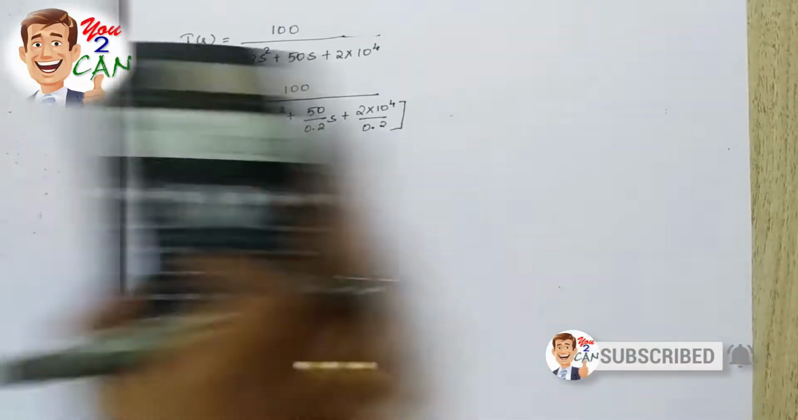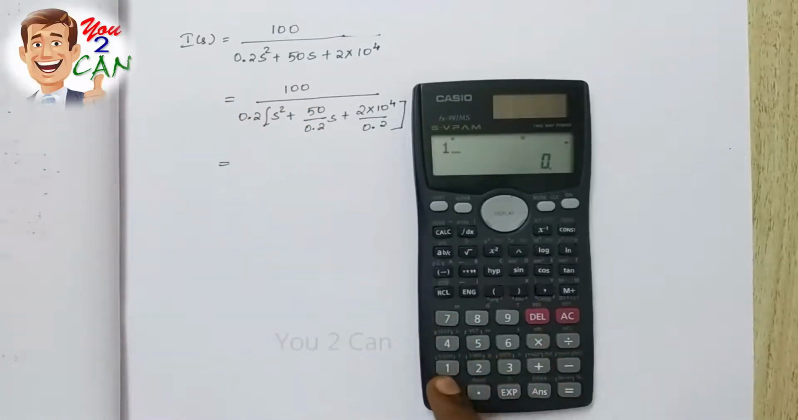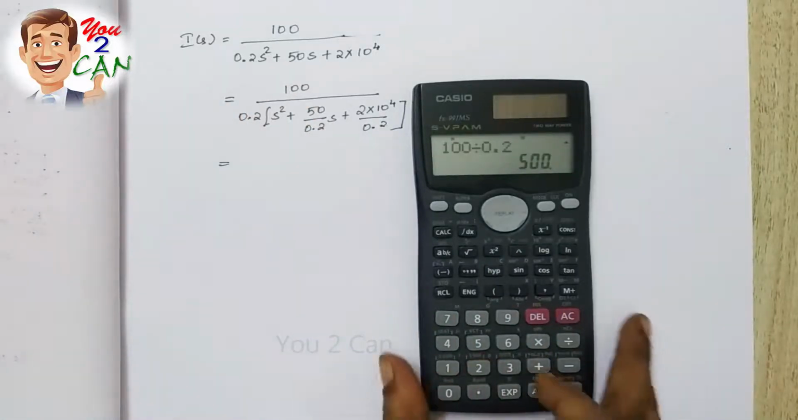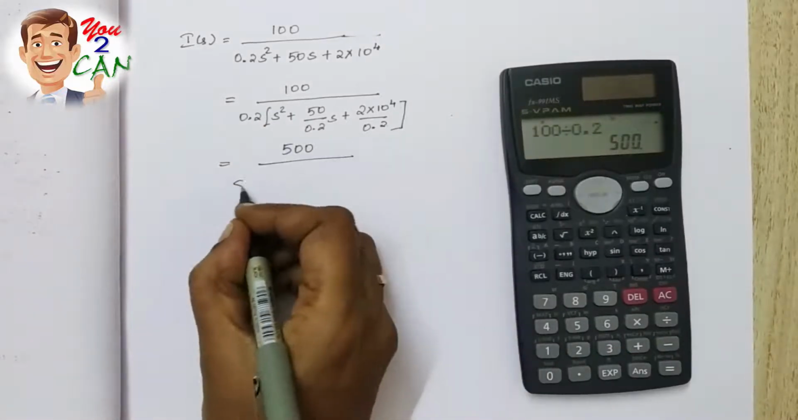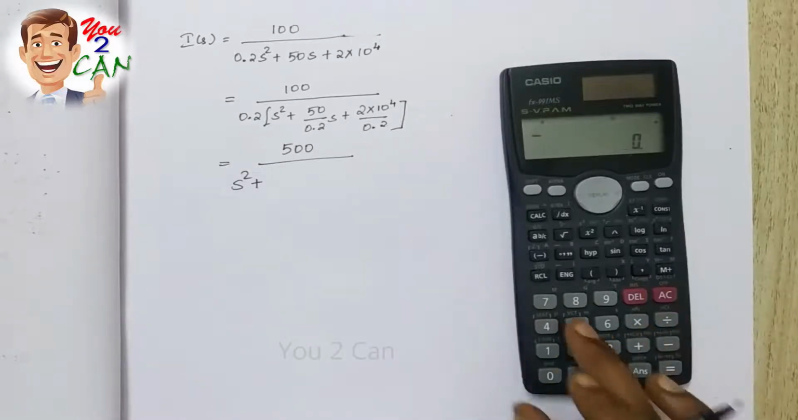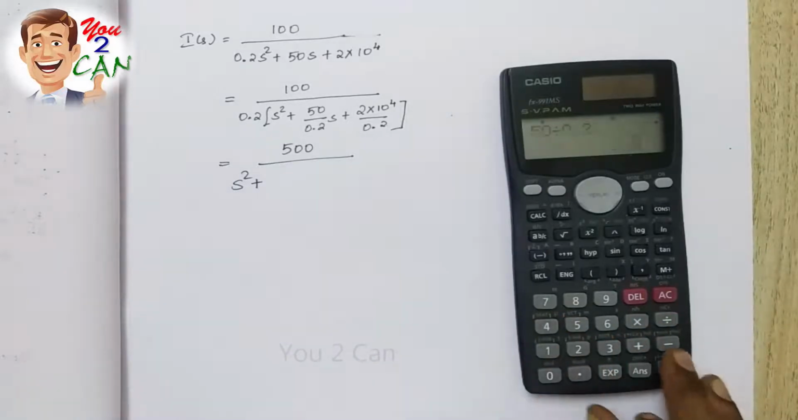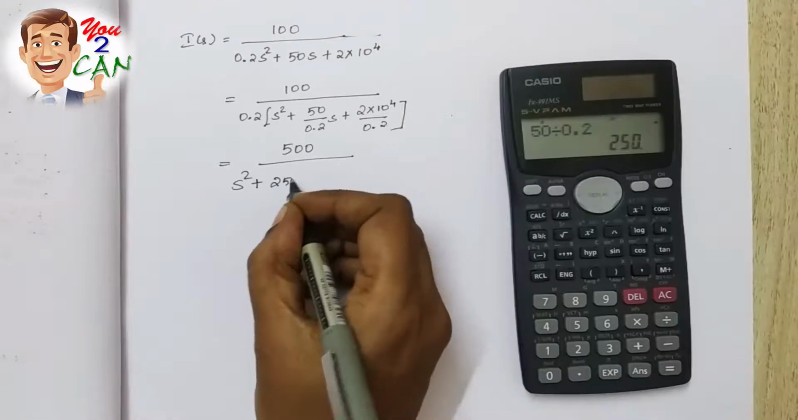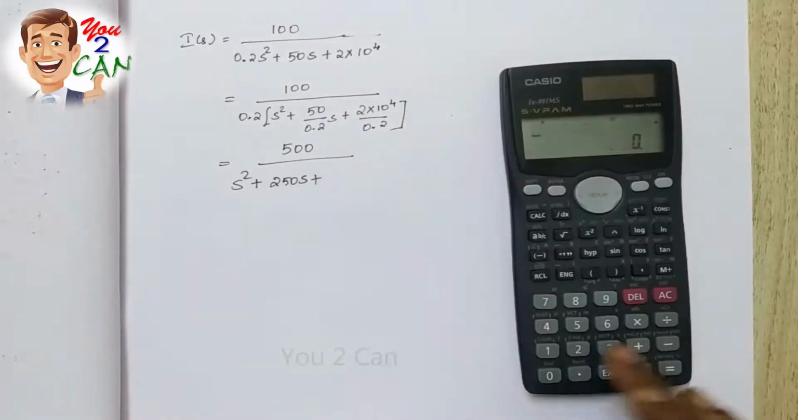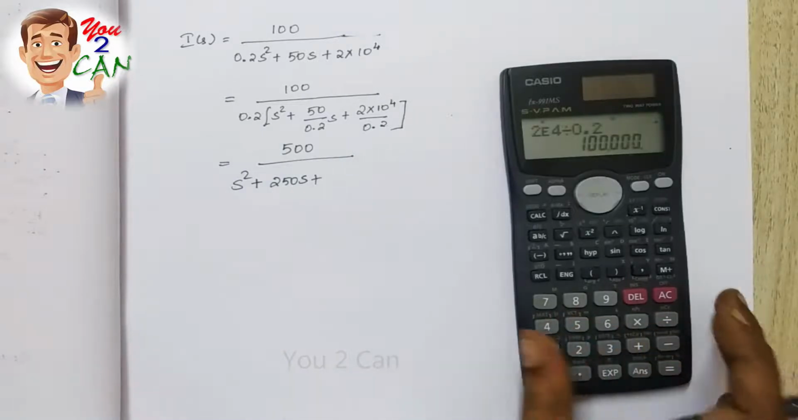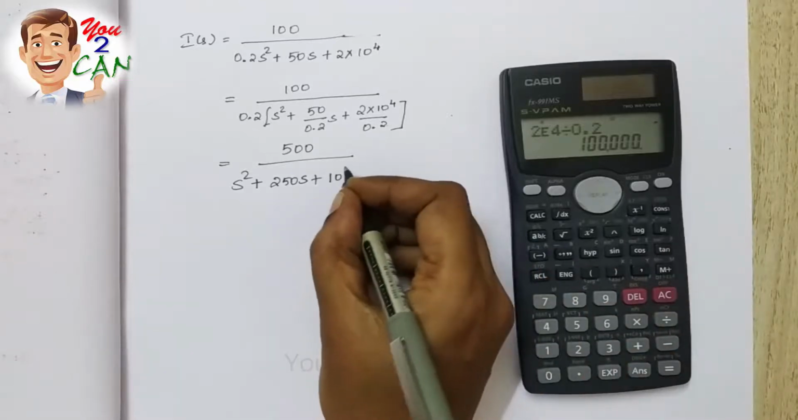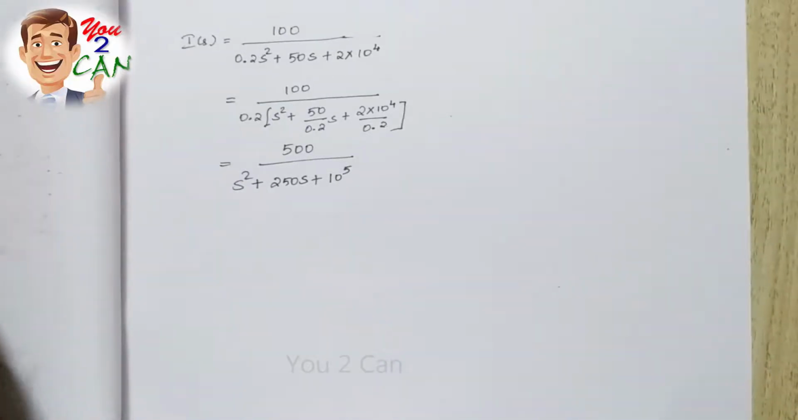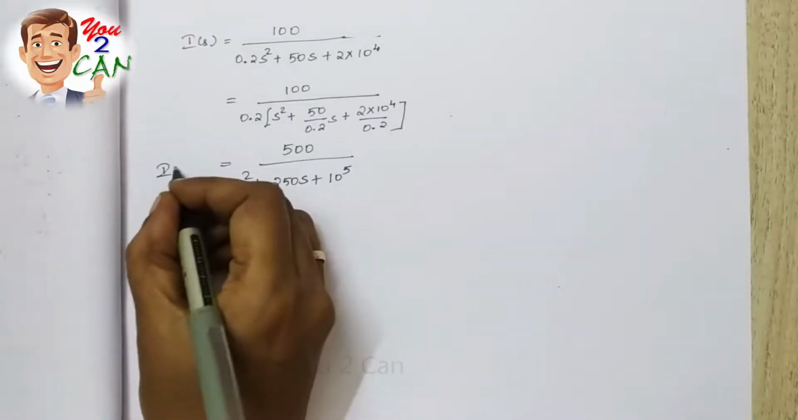What is 100 by 0.2? 100 divided by 0.2 will be 500, divided by s squared plus, what is 50 divided by 0.2? 50 by 0.2 will be 250s, and what is 2 into 10 power 4 divided by 0.2? That will be 1 into 10 power 5. So 10 power 5. Now this is I of s.